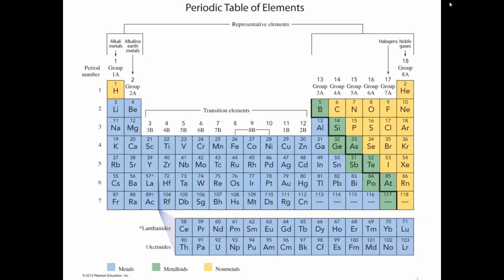So here's the actual periodic table of elements, and I want to spend some time on this because this is important for us to really understand because it can help see a whole bunch of trends. Now, the periodic table of elements is broken down into groups and periods. So groups are these vertical columns here going up and down. We have groups 1 through 18.